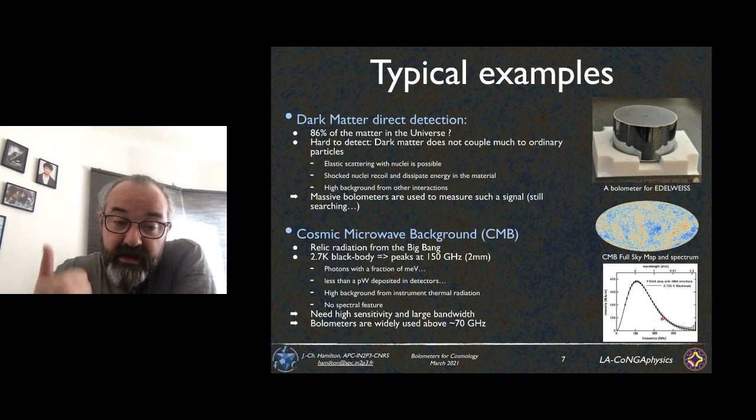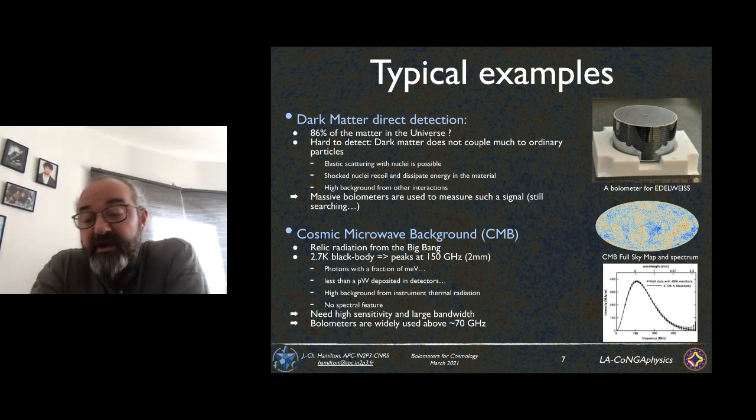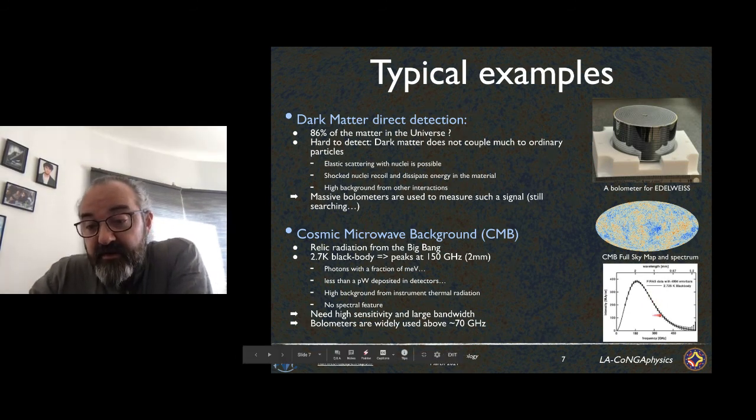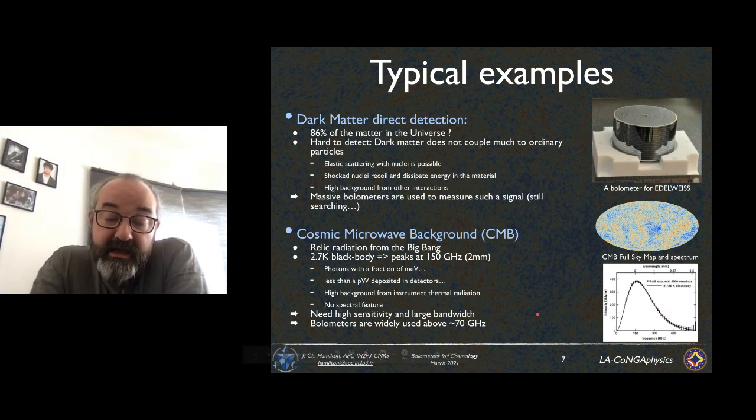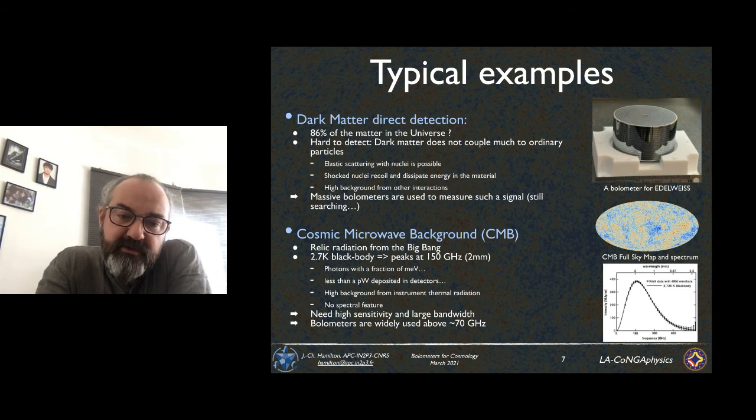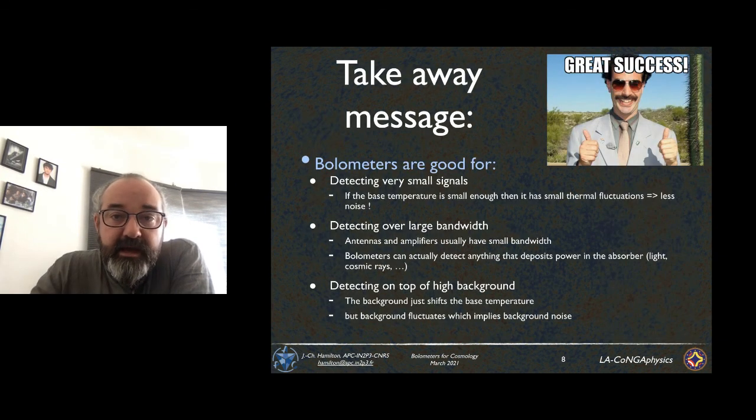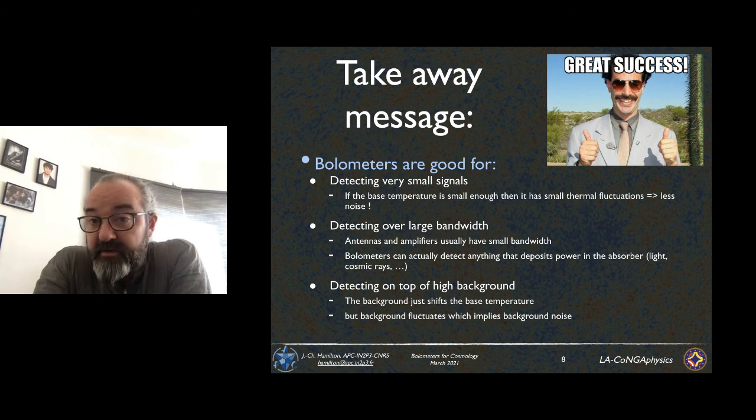So you need a high sensitivity and a very large bandwidth in order to integrate over a very large range of frequencies. Above 70 gigahertz, bolometers are very much used and are now the best detectors for these observations. Below 70 gigahertz, one can use antennas and amplifiers with higher noise. So the takeaway message of this introductory part is that bolometers are very good for detecting small signals.